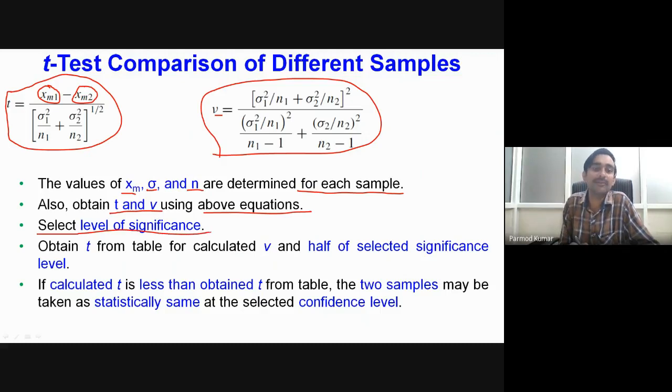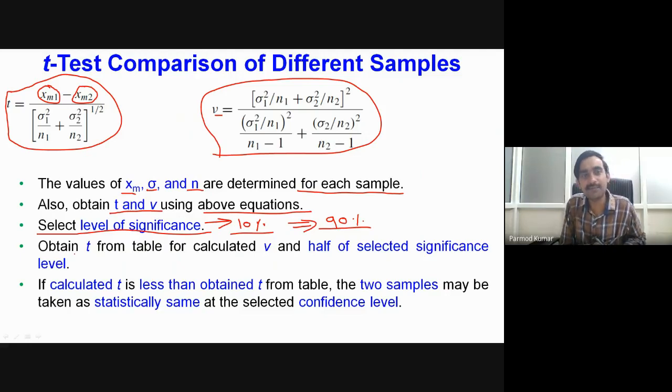Then now at this point, if you see point number three, it is written: select level of significance. This is the point at which we have to specify at what confidence level we want to compare. Say if I want to compare at 90% confidence level, I'll be selecting a level of significance of 10%, which gives me nothing but my 90% confidence level. So we have to select some level of significance over here.